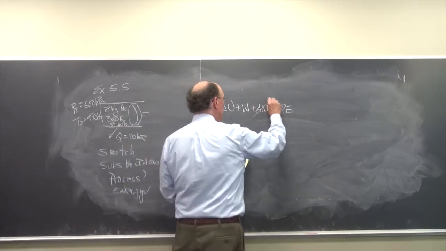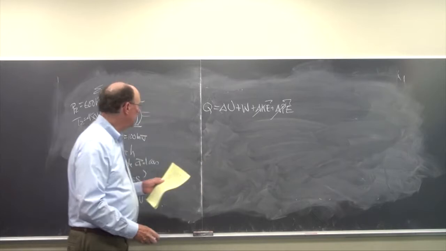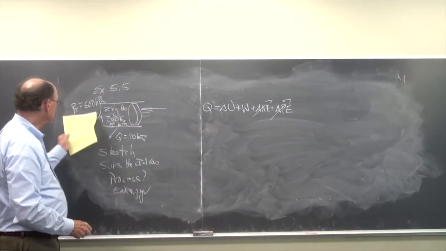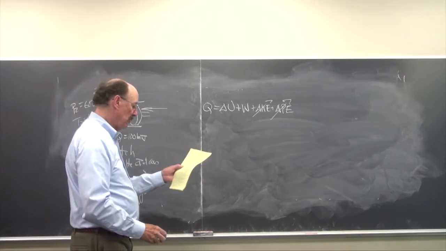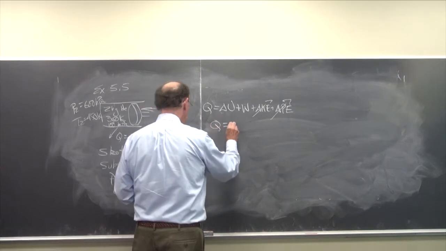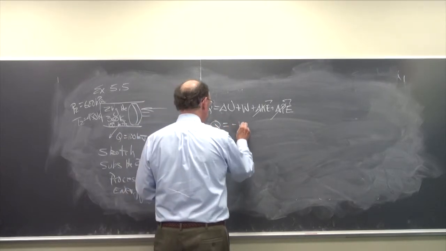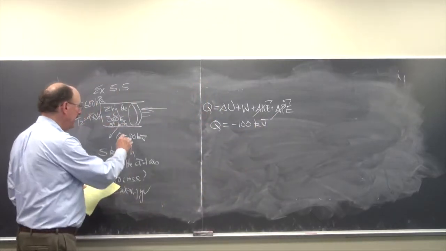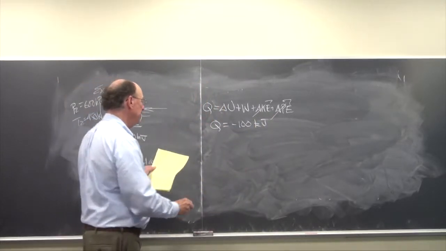There's no change of kinetic or potential energy, and in this case the gas is compressed, raising its pressure and temperature. We just don't know the process. We know that Q is equal to minus 100 kilojoules. So you have to pay attention to heat out being negative and use the correct sign convention.